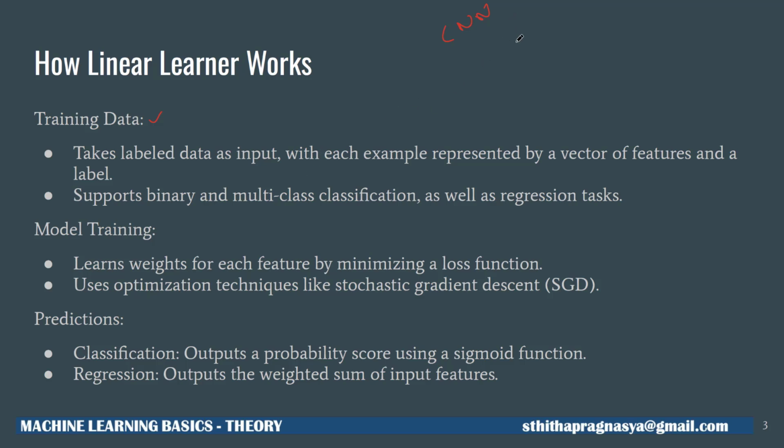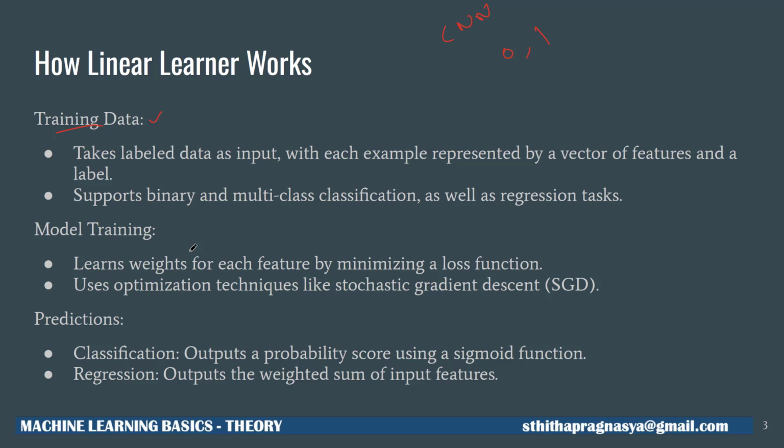The algorithm takes labeled data as input, where each example is represented by a vector of features, as usual, which are independent variables, and an associated label, the dependent variable. We will show that when we talk about the example. For classification tasks, the labels are typically binary, either 0 or 1, but multi-class classification is also supported. For regression tasks, the labels are continuous values. That's about the training data.